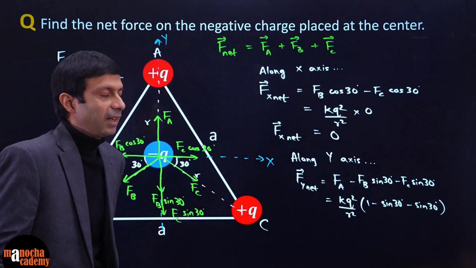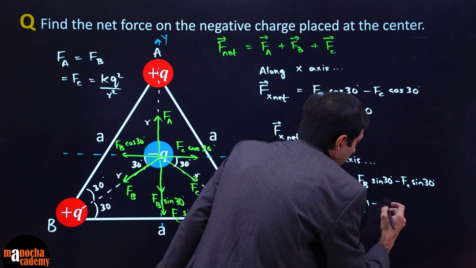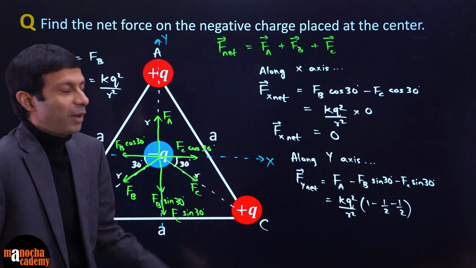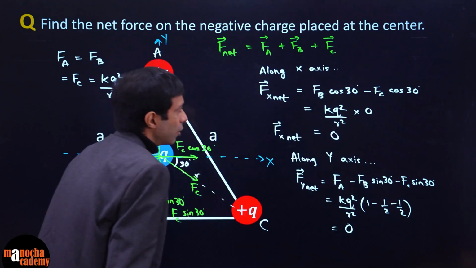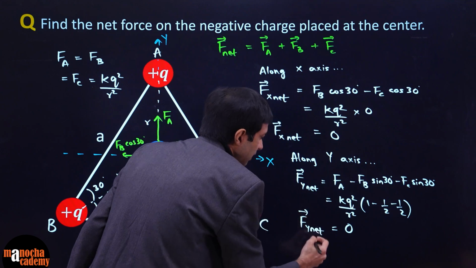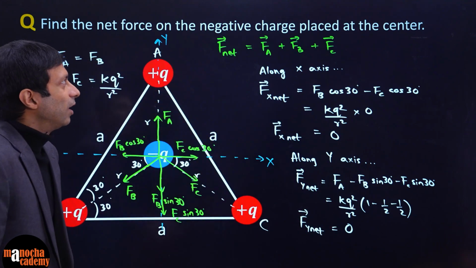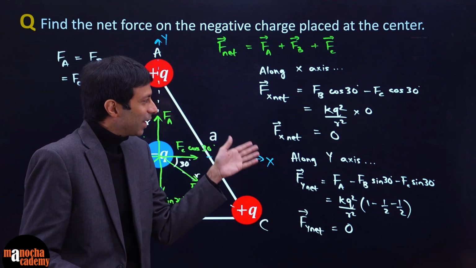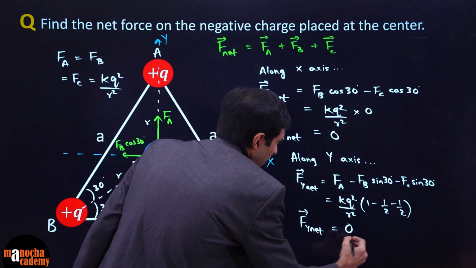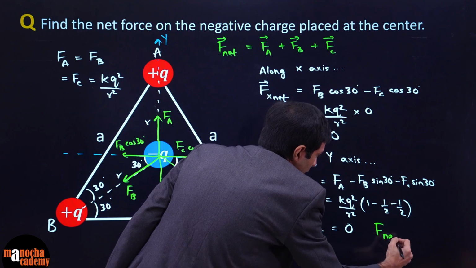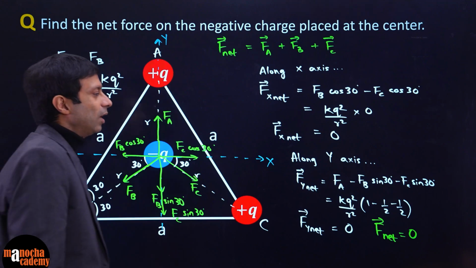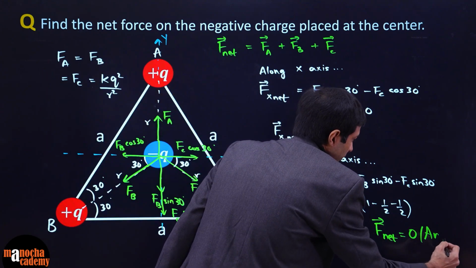Guys, what is sine 30? Sine 30 is half. So basically we are getting 1 minus half minus half, which is 1 minus 1, which is 0. So can you see that the net force along the x-axis and y-axis are both 0? Therefore, we don't have to do any vector sum. We know that the total force is going to be 0. Therefore, we can say F net, the net force on the negative charge, is 0, and that is our final answer.